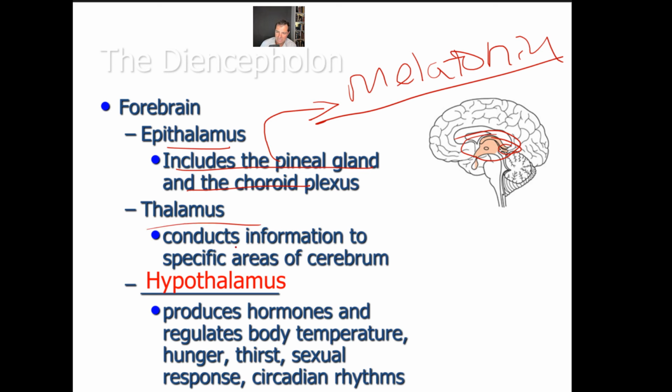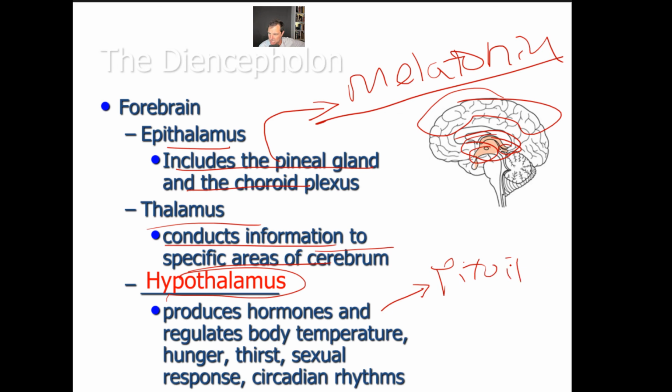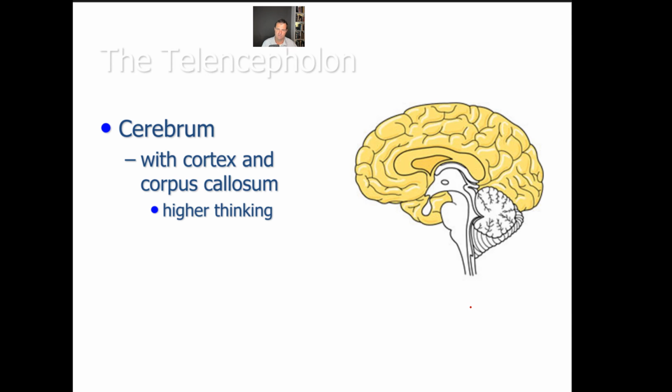Anyway, then we have the thalamus, and that's going to conduct information to specific parts of the cerebrum, which we'll get to. And then we have the hypothalamus, which is right here. And the hypothalamus mainly controls this gland called the pituitary gland. And the pituitary gland secretes all kinds of hormones that do things like regulate body temperature, hunger, thirst, sex response, and in part circadian rhythm.